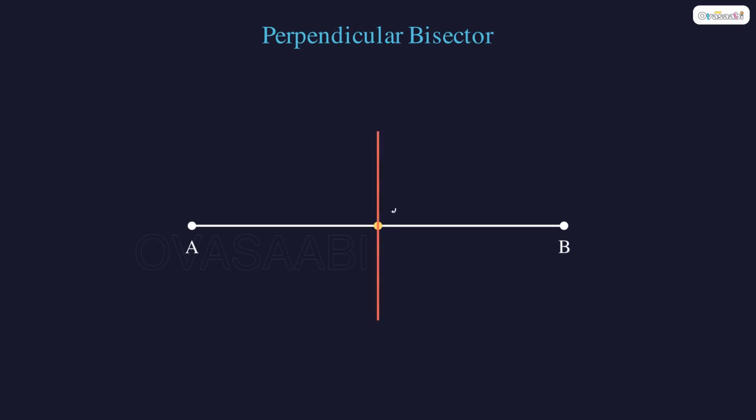A perpendicular bisector is a line that cuts AB at the midpoint and meets it at 90 degrees. Perpendicular means right angle. Bisector means it cuts in half.